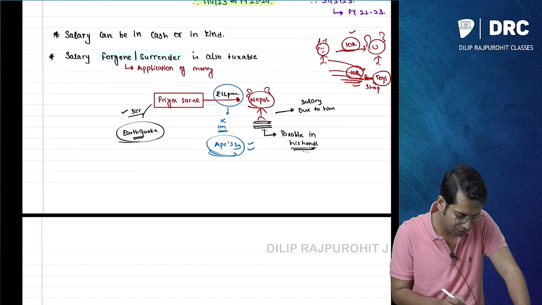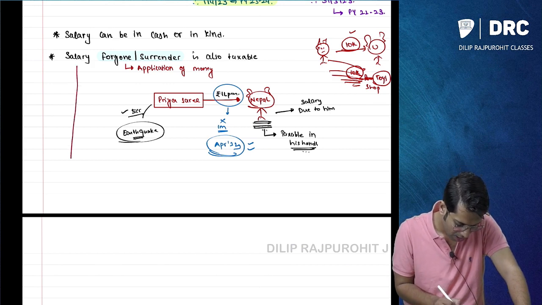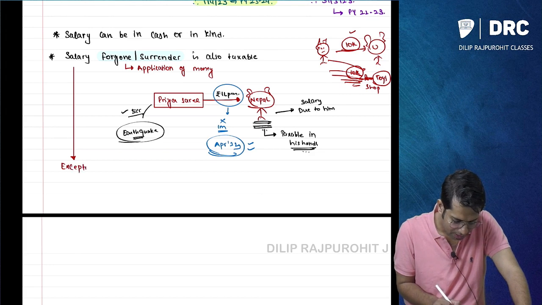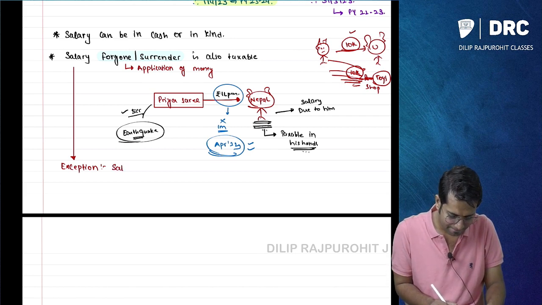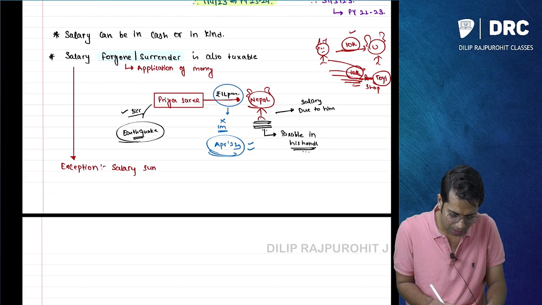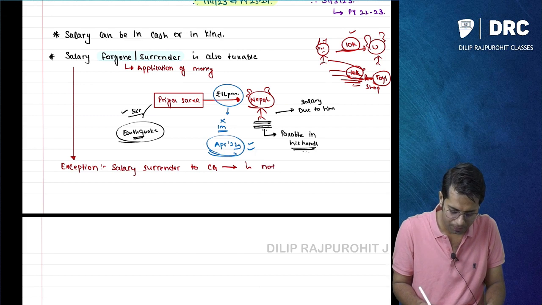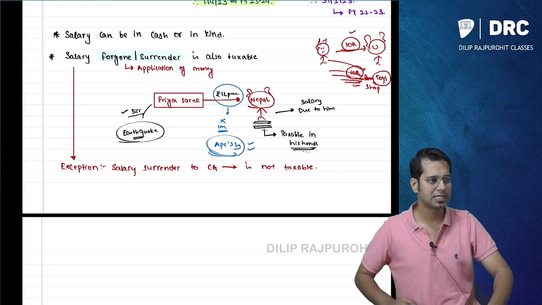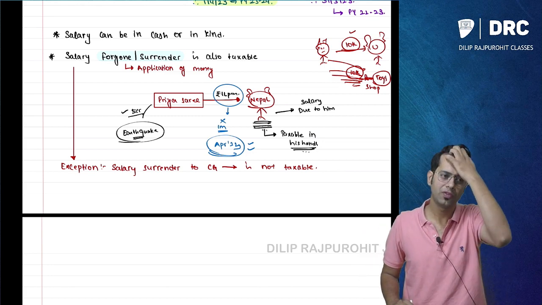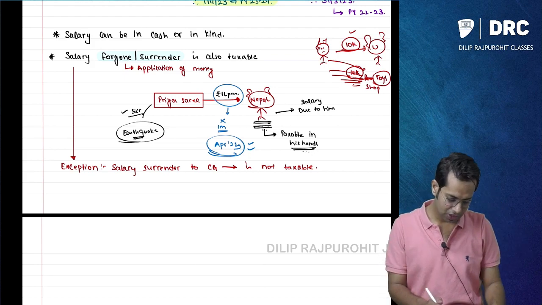Now, please note there is one exception. Salary forgone, there is one exception. What is this exception, sir? Except salary surrendered to central government is not taxable. So what is that exception? If you are going to surrender the salary to central government, then it is not taxable.